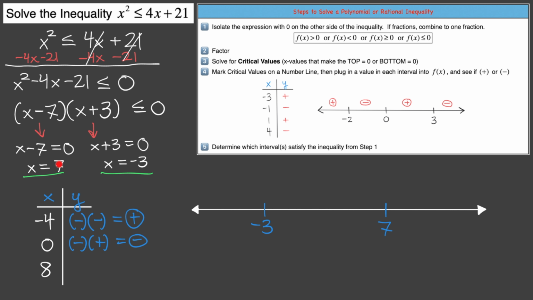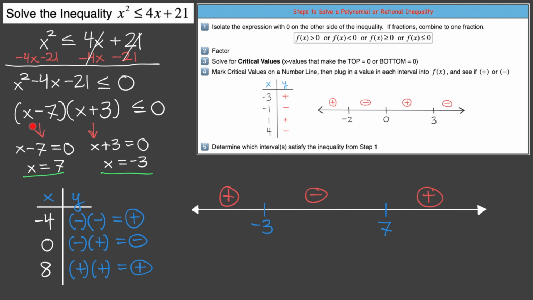Next we have 8. 8 minus 7 is positive. 8 plus 3 is also positive. So we have a positive times a positive, which is positive. All right, so now we have a positive, negative, positive. We're going to put those on our number line here. Positive, negative, and positive. All right, so now step 5, we determine which interval or intervals satisfy the inequality.